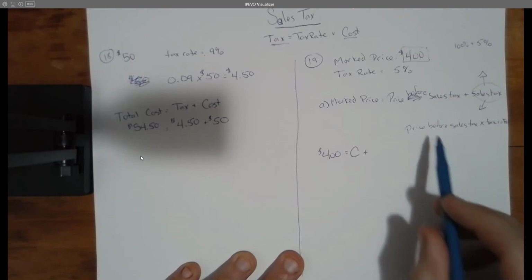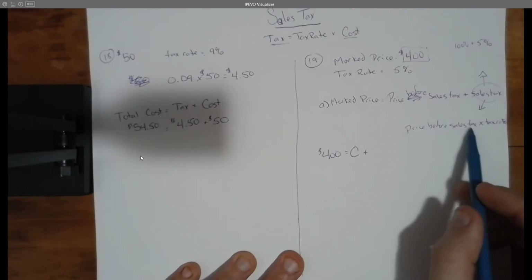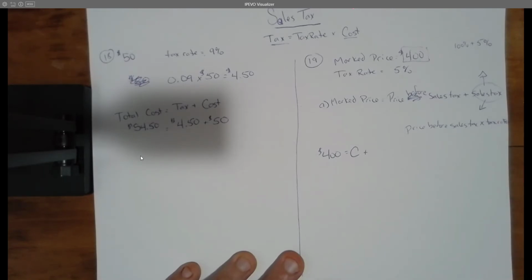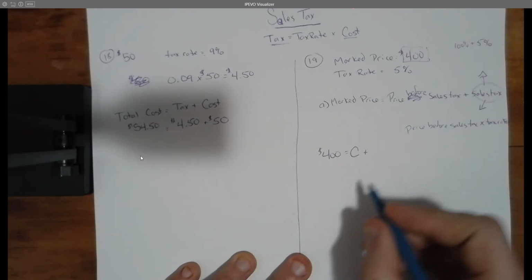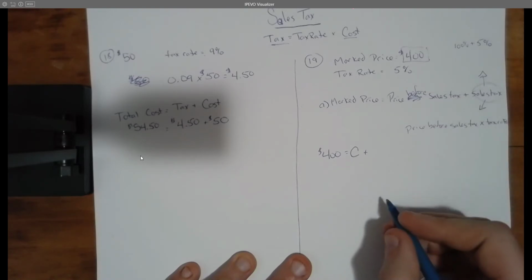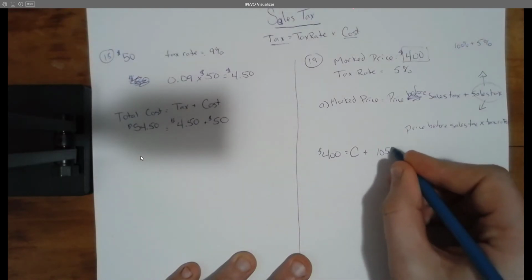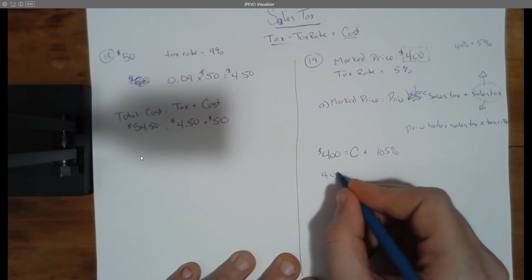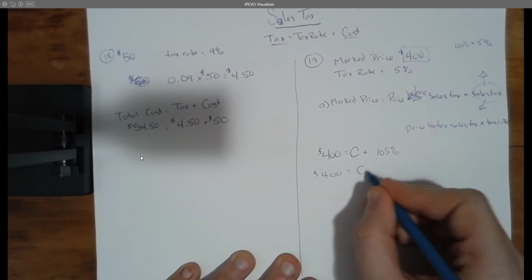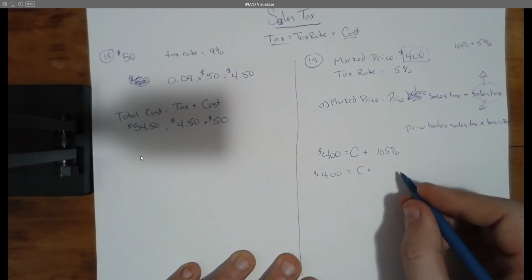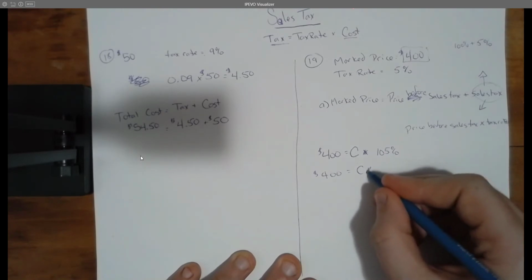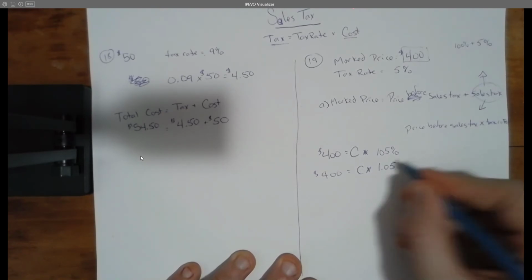So the price before the sales tax is just 100%. It's just the original price of whatever we're paying. And then we're adding the tax rate to that. And so our total percentage here that we're going to be using is 105%. But again, we need that as a decimal. So we're going to say $400 equals C times, my mistake there, C times 1.05.